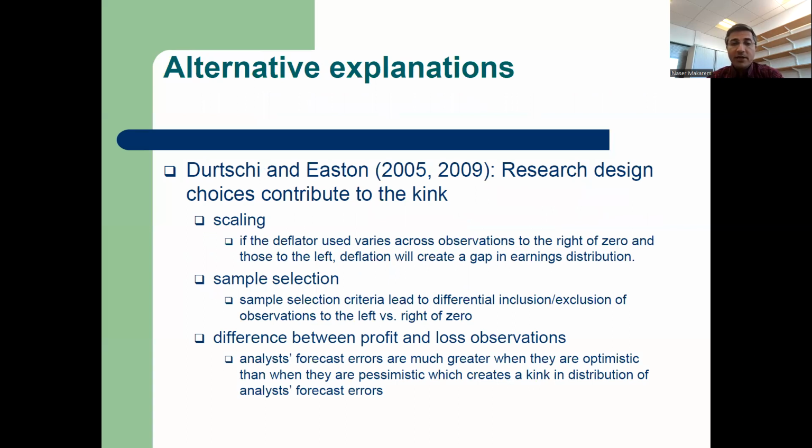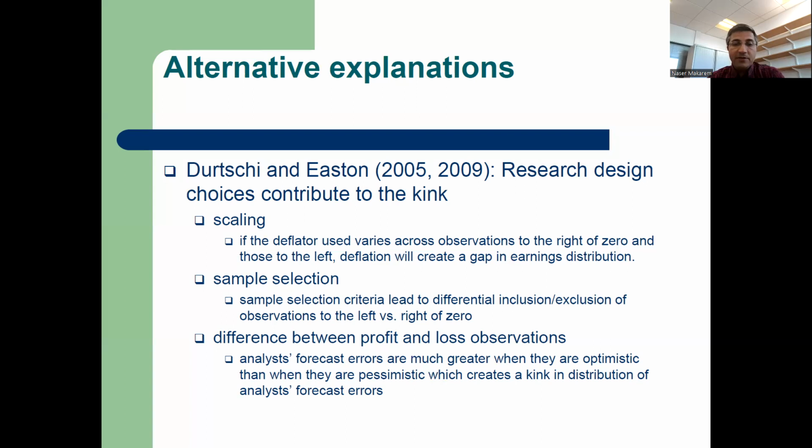So as I mentioned, some studies try to provide alternative explanations because the earnings management explanation could not be supported. Durtschi and Easton, in two separate papers published in 2005 and 2009, showed that research design choices contribute to the kink. They showed that scaling can contribute to the kink or the discontinuity. If the deflator used varies across observations to the right of zero and those to the left, deflation will create a gap in the distribution. They also showed that sample selection criteria lead to differential inclusion and exclusion of observations to the right and left of zero. So that creates a gap in the distribution of earnings.